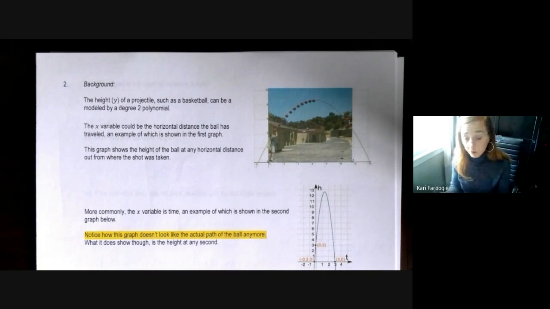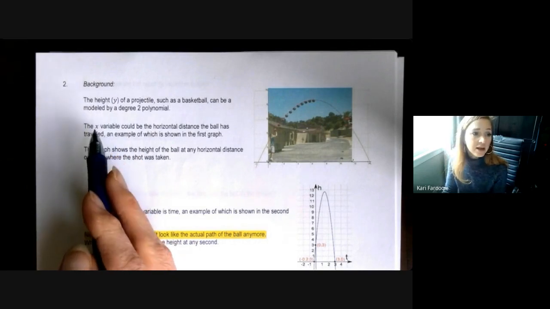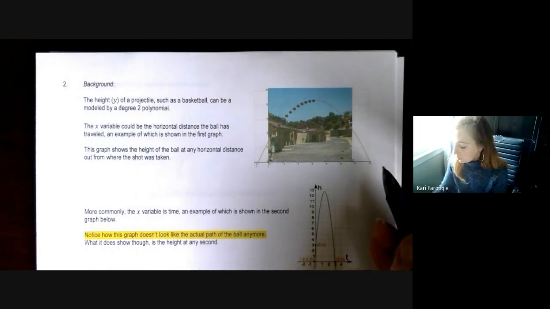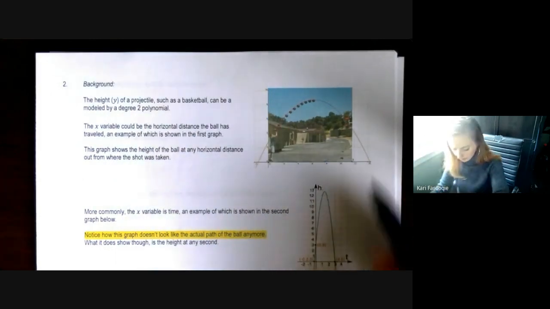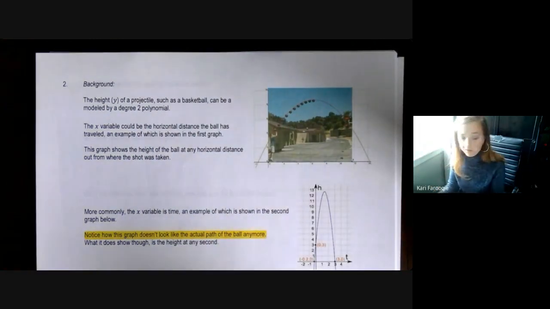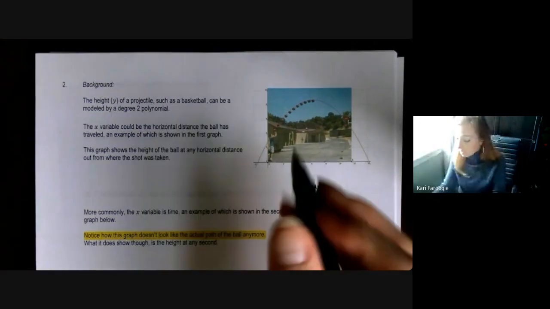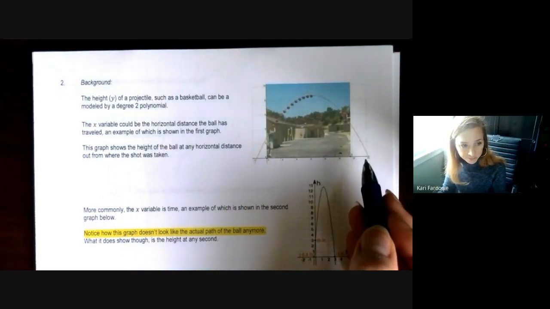You could have different independent variables, though, that are represented by x. So for instance, you could let y be the height of the projectile, and x could be the horizontal distance the ball has traveled. So maybe y is measured in feet and x is measured in feet, and x would be just representing the horizontal distance. So the idea is the projectile goes up into the air, and it's going to hit this maximum value, and then it's going to come back down again.